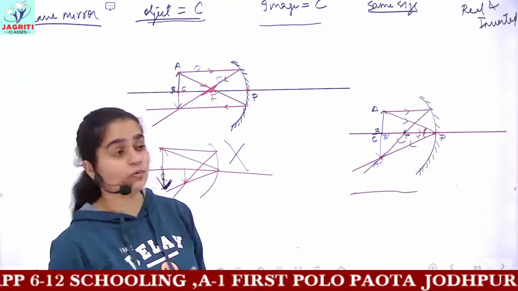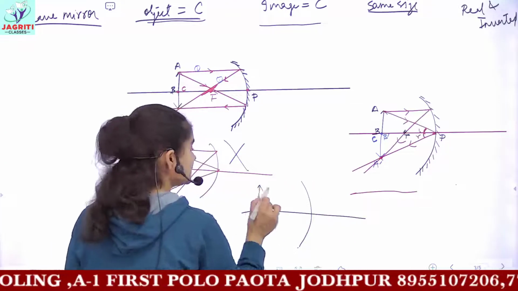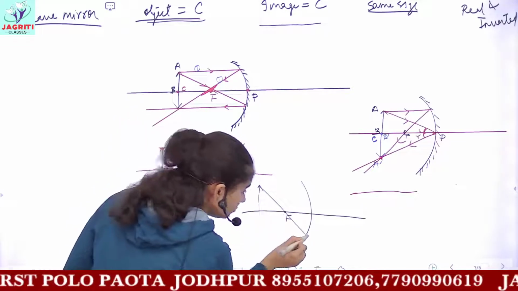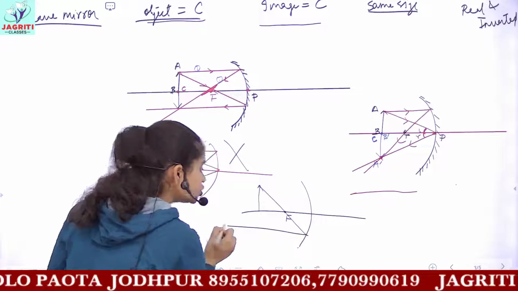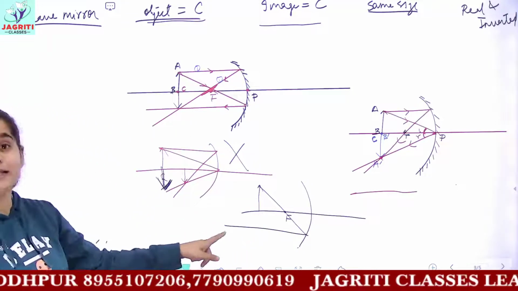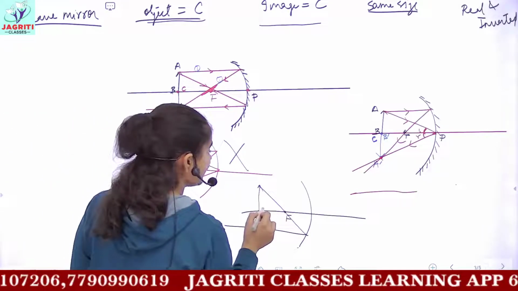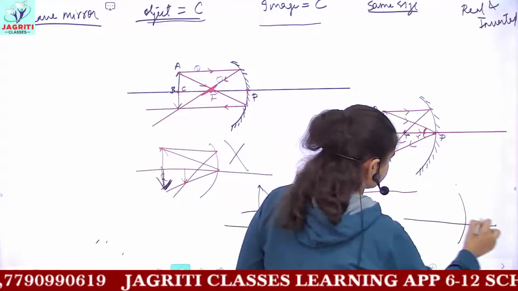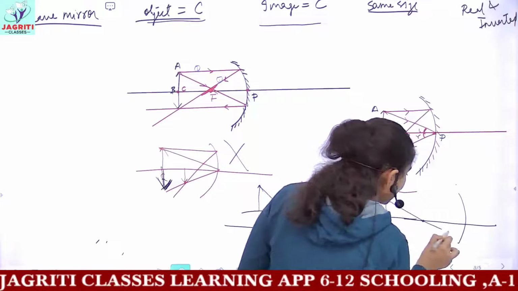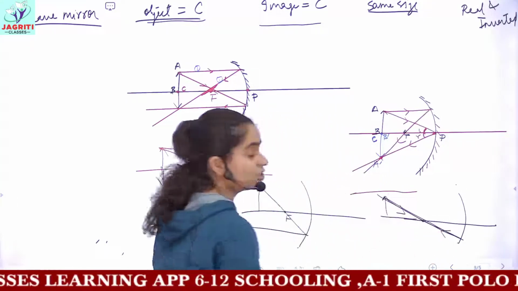Okay, the next rule was, if you are drawing any light ray coming from the object, and you pass this light ray through the focus, then after reflection it should become parallel to the principal axis. So accordingly only you have to do. And the third rule was, if a light ray is passing through the center, then after reflection it would go back on its original path.